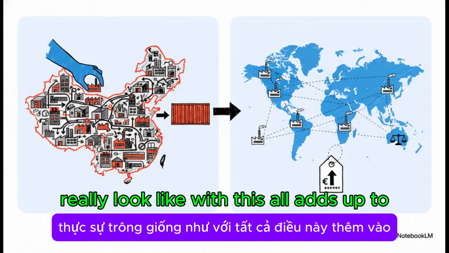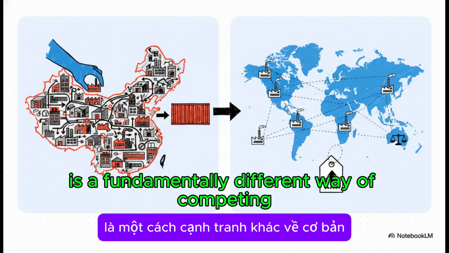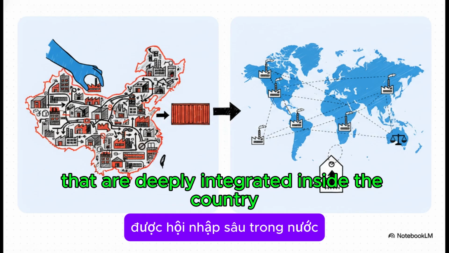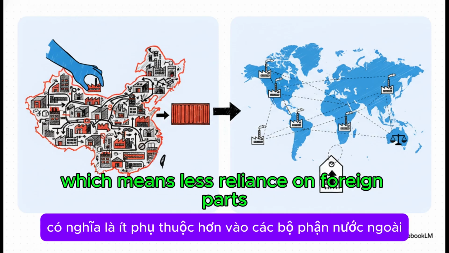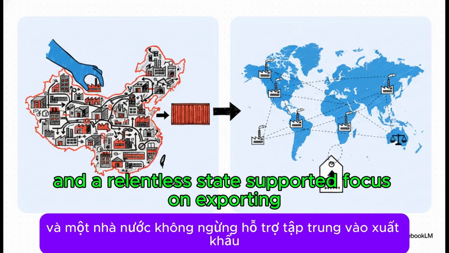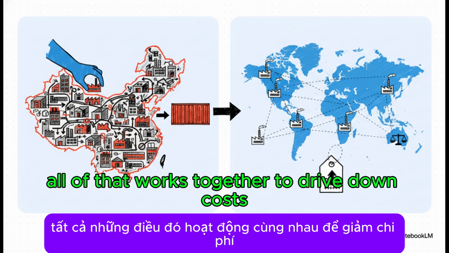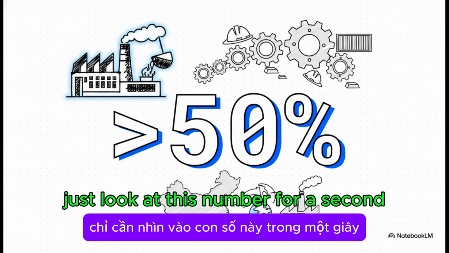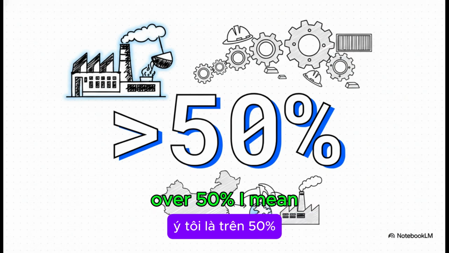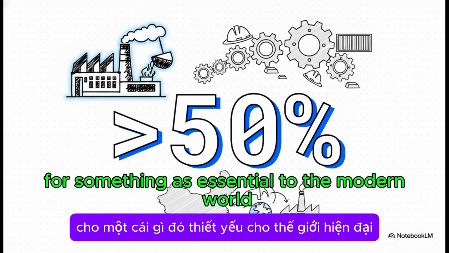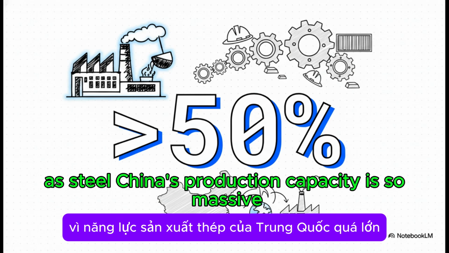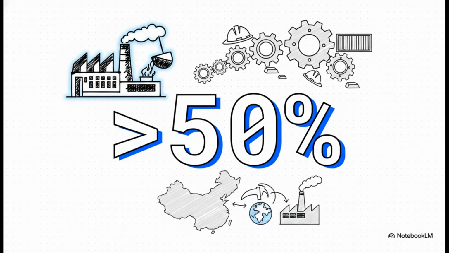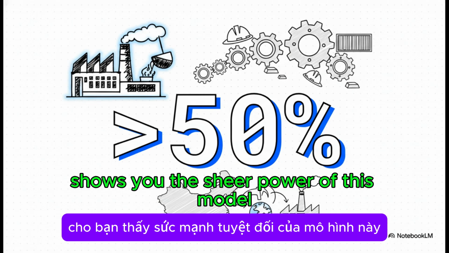What this all adds up to is a fundamentally different way of competing. We're talking about mind-boggling scale, supply chains that are deeply integrated inside the country, which means less reliance on foreign parts, and a relentless state-supported focus on exporting. All of that works together to drive down costs in a way that market-driven economies often just can't keep up with. Just look at this number for a second. Over 50%. I mean, that is just staggering. For something as essential to the modern world as steel, China's production capacity is so massive that it supplies more than half of the entire planet's demand. That one stat alone shows you the sheer power of this model.